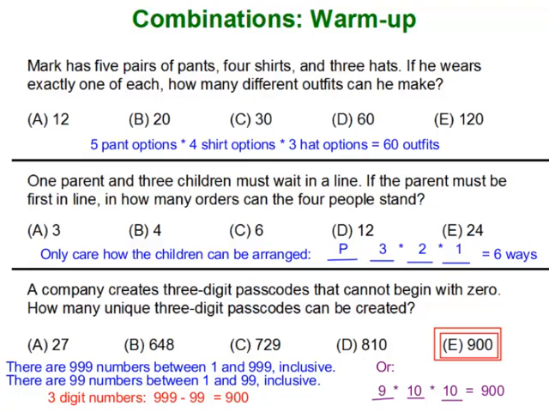Another way to do that is with that placeholder method. So here we have placeholders for hundreds, tens, and units digits. And notice that the tens and the units digit have 10 possibilities. They can be 0 through 9. But since the first number cannot be a 0, the options for the hundreds place is 1 through 9. That's 9 possibilities, just another way to get to 900.